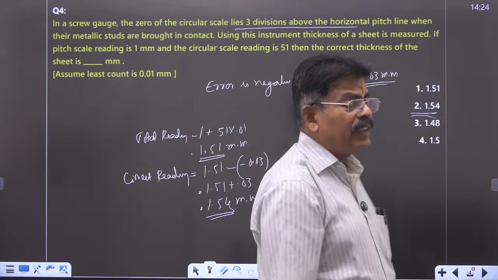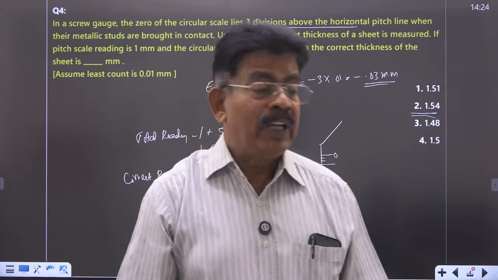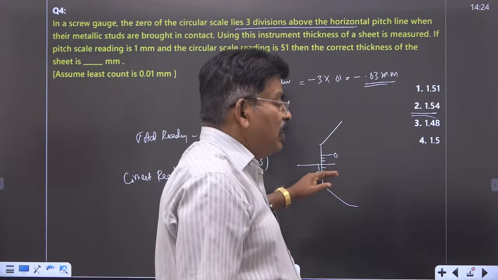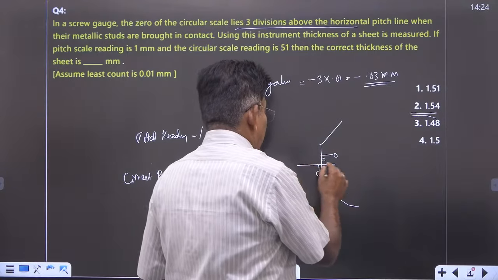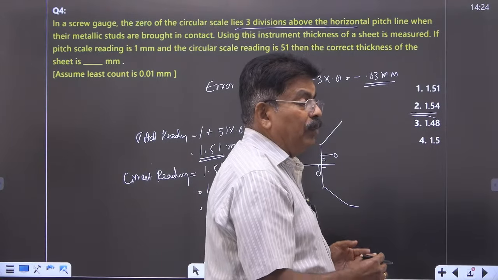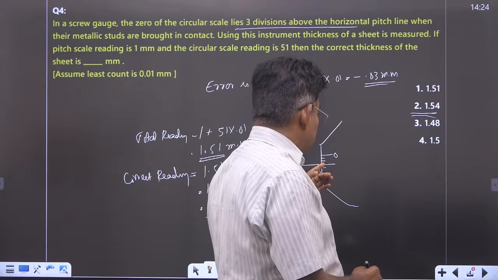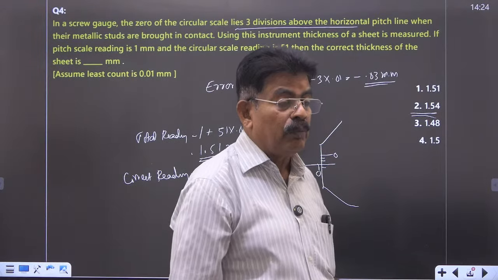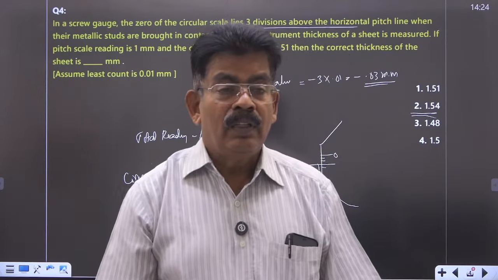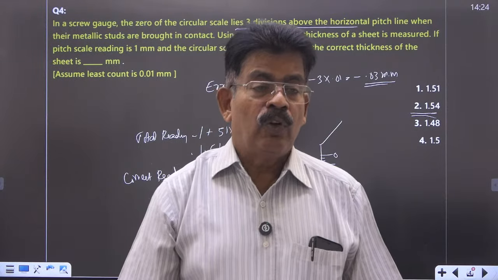So you have to make the conclusions first. That is, normally a diagram will be given. The diagram will be like this. This is the pitch line, plumb line, baseline. 0 is above the baseline, meaning 0 is lagging. How many divisions does it lack? 3 divisions. 0 is 3 divisions above. So what will be happening? It will be negative 0 error.